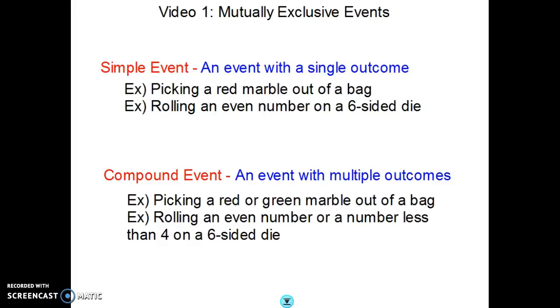So a simple event is an event with just a single outcome as your success. So for example, picking a red marble. A red marble is the only way to succeed. Another example of a simple event is rolling an even number. The only way to succeed in that event is to get an even number. A compound event is when there are multiple successful outcomes. So for example, picking a red or green marble is a compound event. Similarly, rolling an even number or a number less than 4 is a compound event because there's multiple successful outcomes.